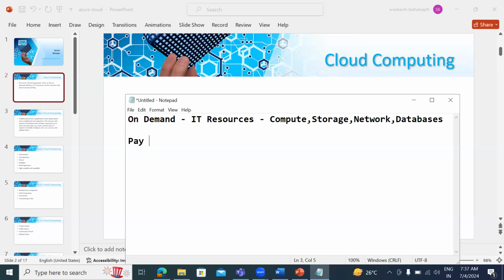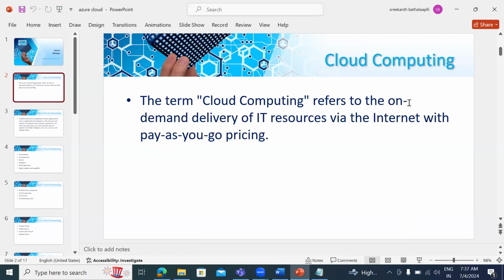And what is the meaning of pay as you go? It means we need to pay based on the usage itself. That kind of utility-based computing is there with the cloud. So with all these things, most of the companies are moving their IT resources, infrastructures, platforms, everything into the cloud itself.